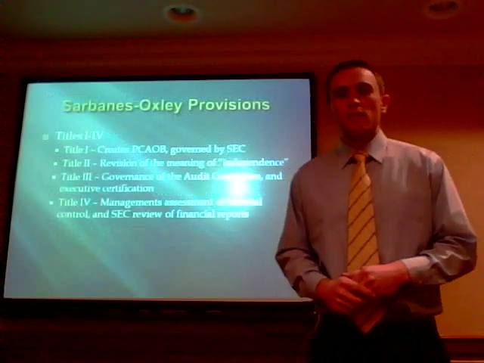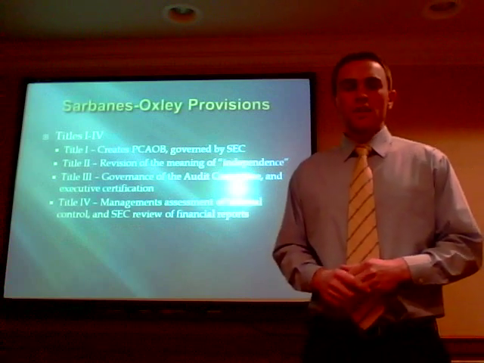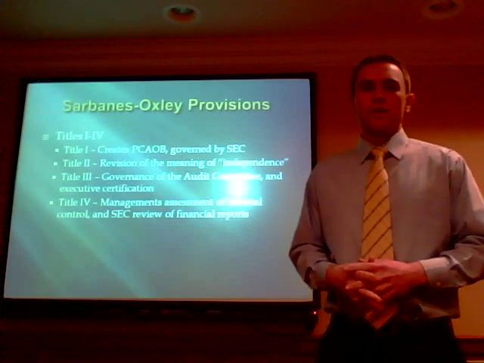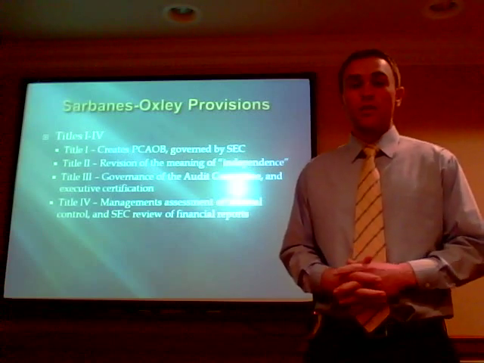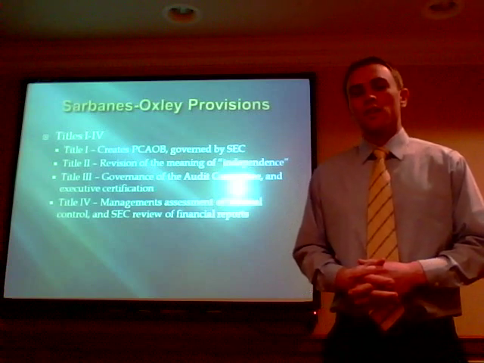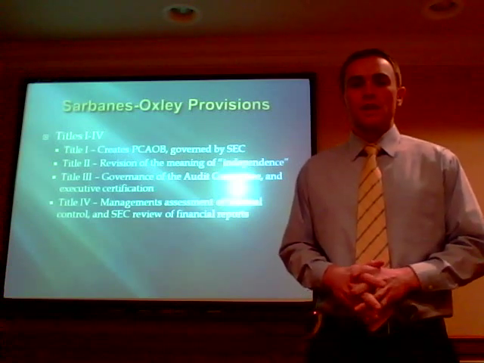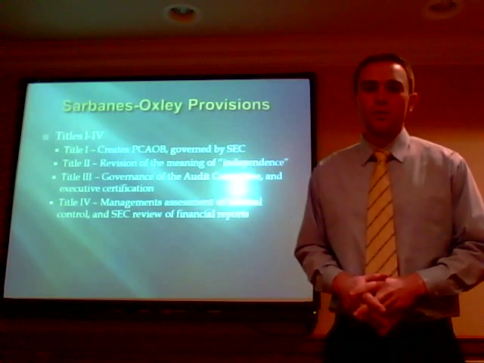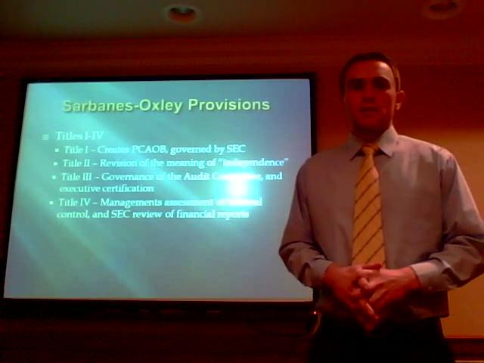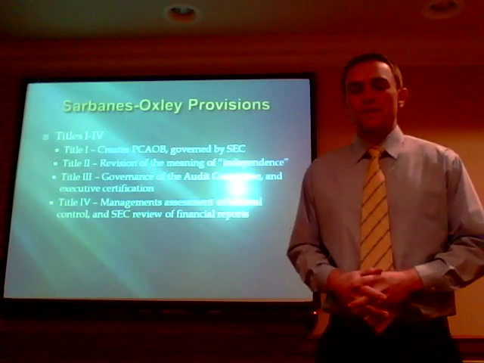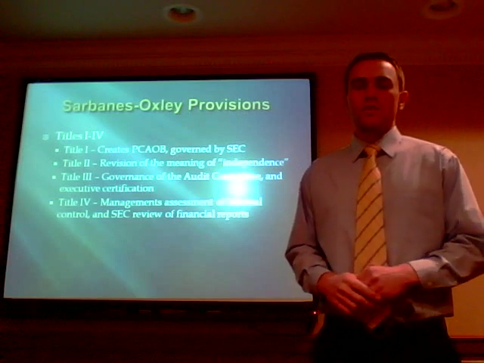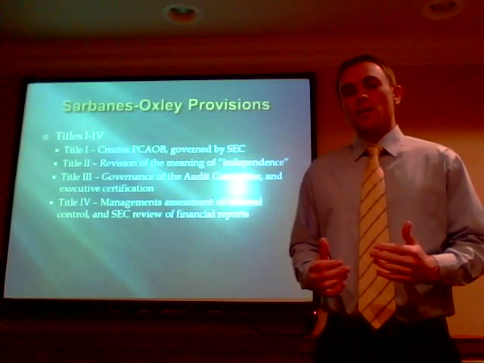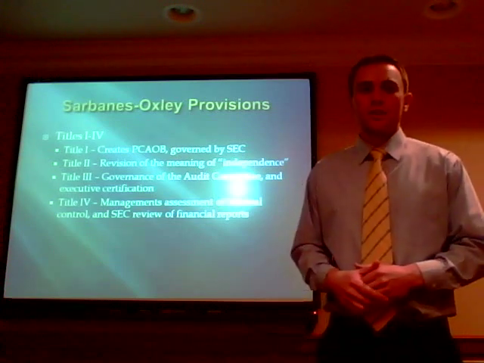The major changes and impacts on business of the Act can be summarized in the first four titles of the Act. Title I created the Public Company Accounting Oversight Board and allowed the board to oversee the audit process, to establish audit rules, and to also enforce compliance to these rules. The second title of the Act was basically an amendment to the meaning of independence, which imposed additional restrictions of independence between the company and their external auditor.